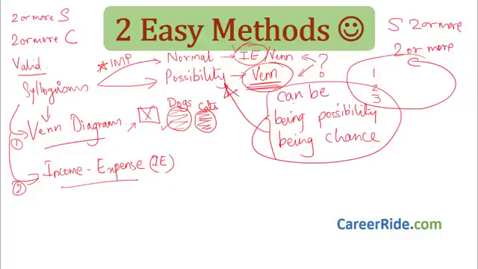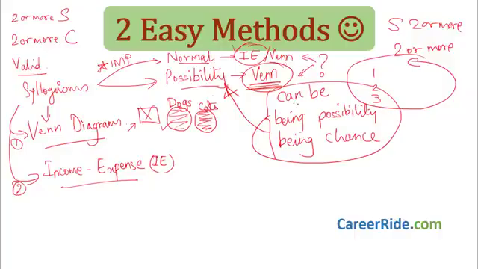Normal means I have just given it a name, normal. There is no such name as normal. I am just, for your benefit, for you to understand, I have segregated the sums into two parts, normal and possibility. Possibility is a little bit complex. It is easy, it's not difficult, but a little bit more complex than normal sums.